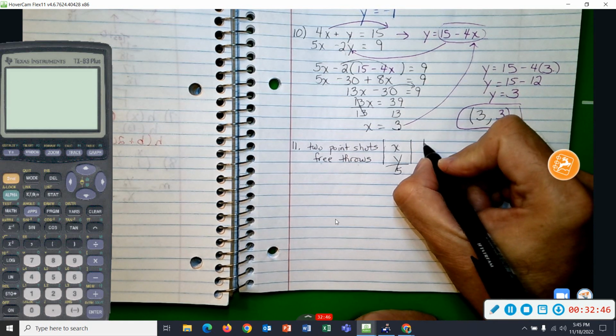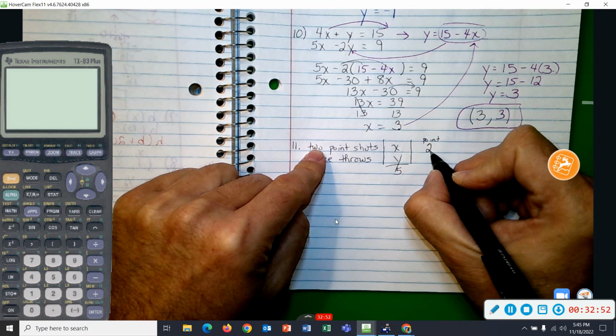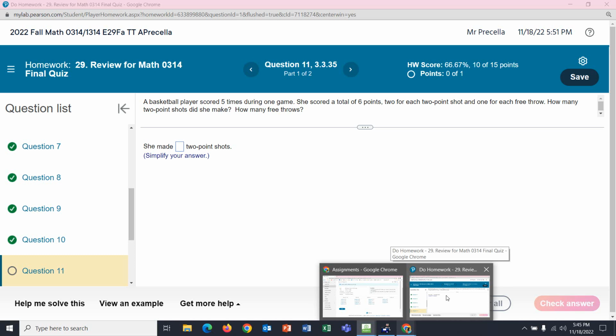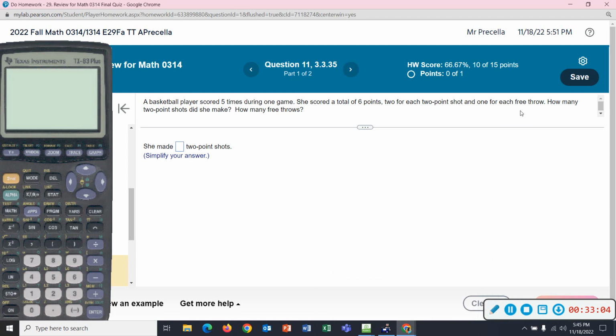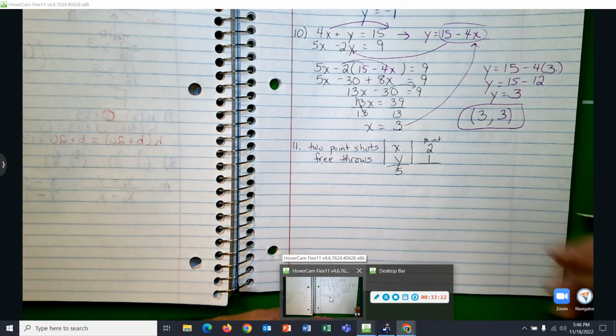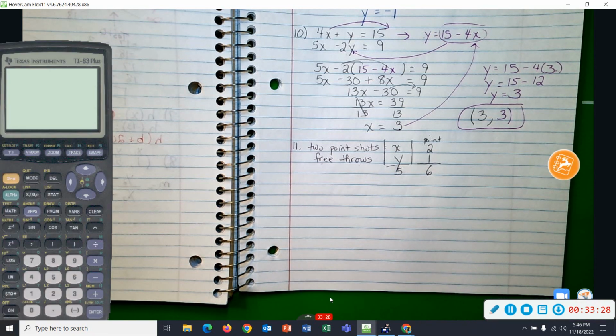Now there's another column here, the point column, which each 2-point shot is worth 2 points, duh. And each free throw shot is worth how many points? 1. Okay, 1 point for each free throw shot. And what total are we given there? How many points did she make altogether? She scored a total of 6 points. So the two equations are staring us in the face here.